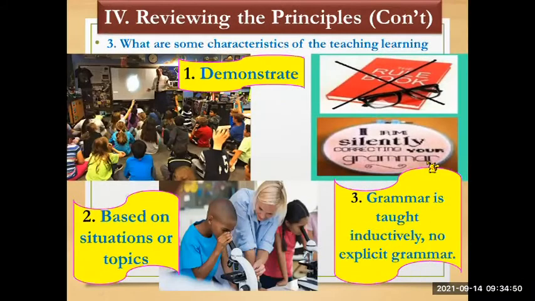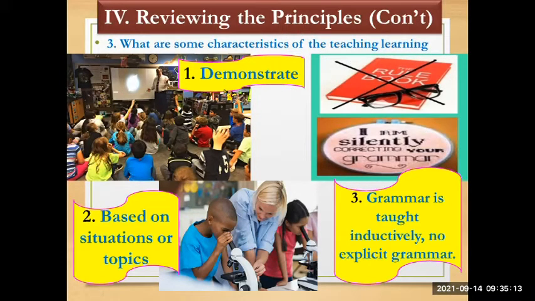All right. Next is 3. What are some characteristics of the teaching and learning process? Where is the process? You cannot see it anymore. Okay, so what are some characteristics of the teaching and learning process? The process is covered, maybe.